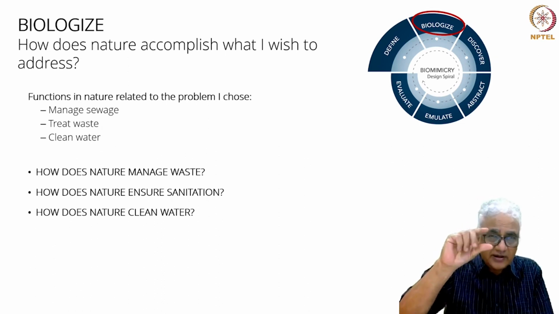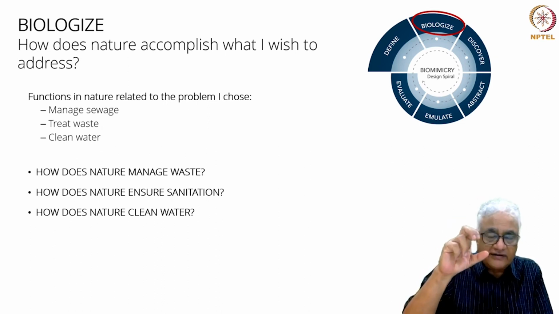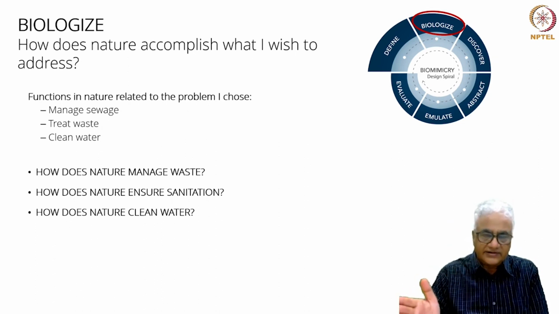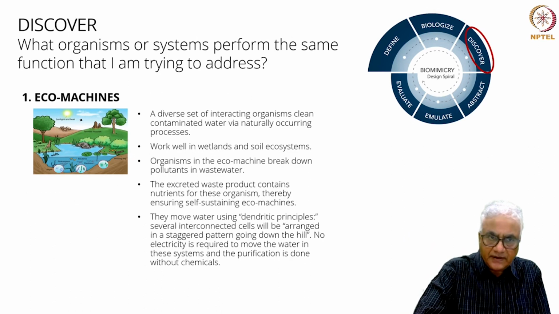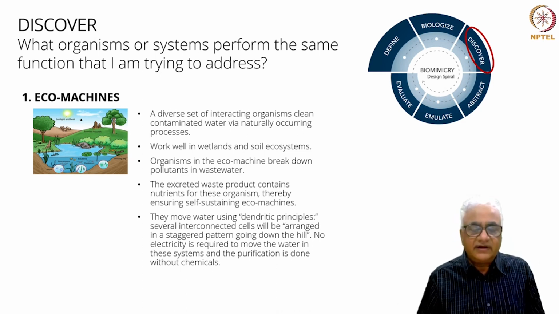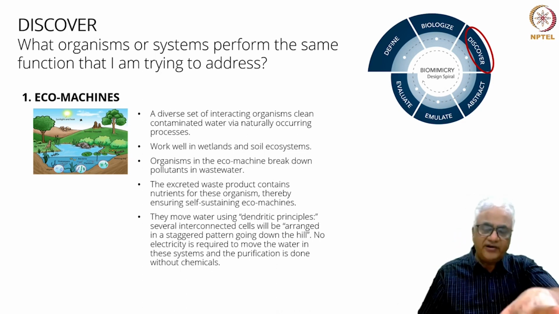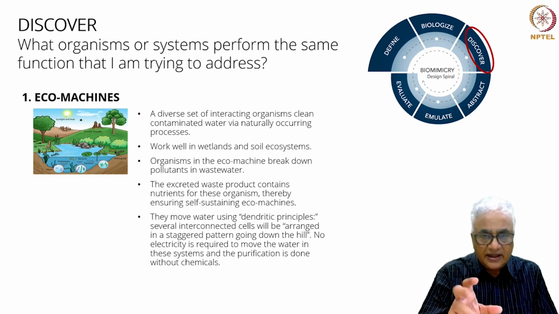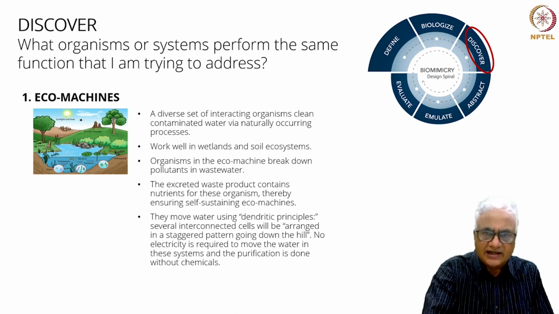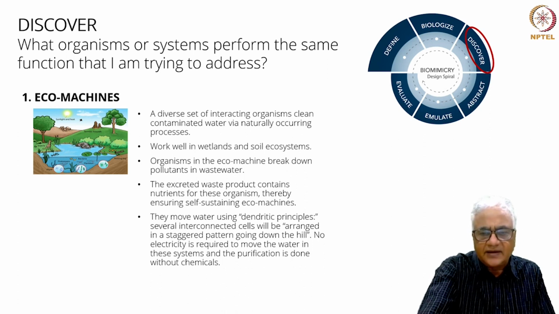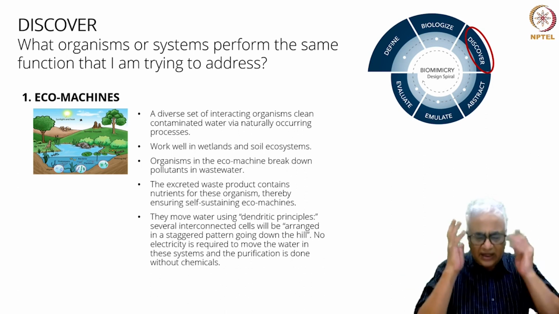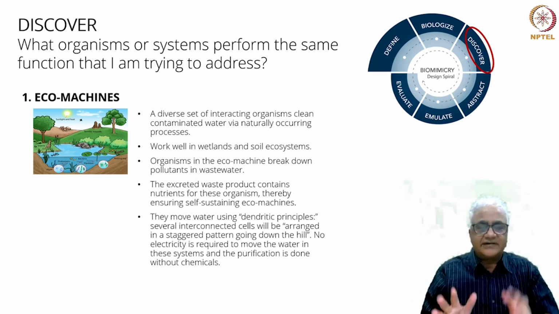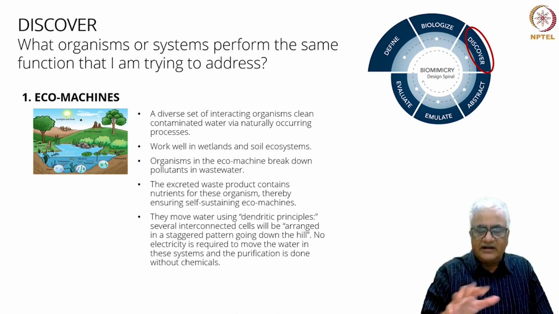Imagine, the more important thing is your skill in finding out what is the function that you want to accomplish. How does nature ensure sanitation? How does nature clean water? Right? What has she done? She's gone to discover naturally, and there she's spoken about something called eco machines. She's described eco machines. Look at the last paragraph. They move water using dendritic principles, several interconnected cells. So, when I read Sahana's project for the first time, I knew there was something about a lot of interconnections, water having to go through several filters.